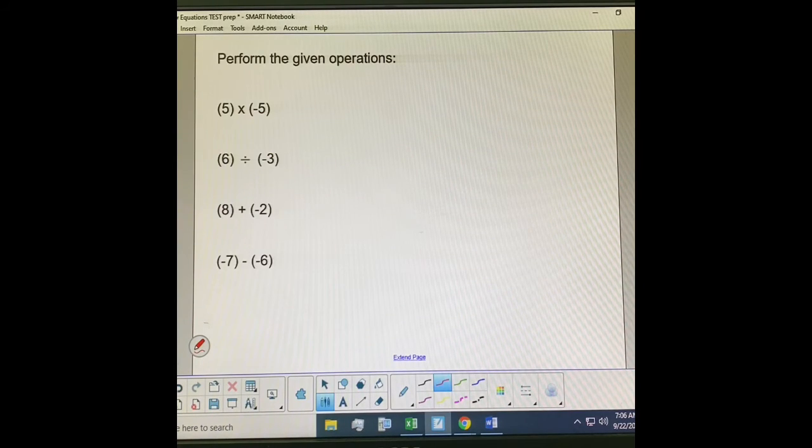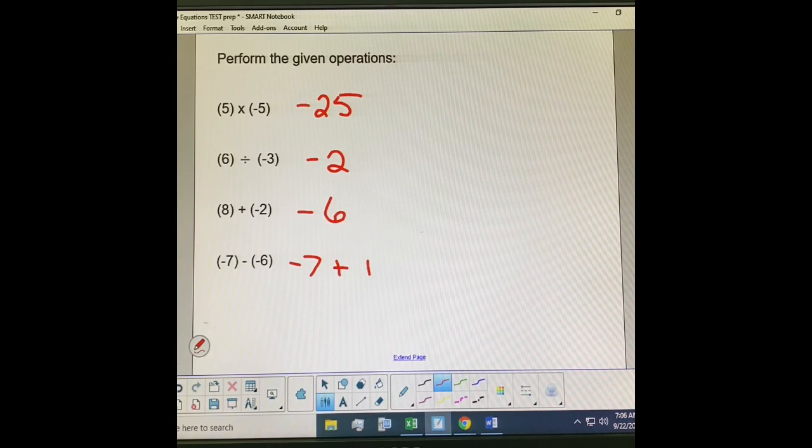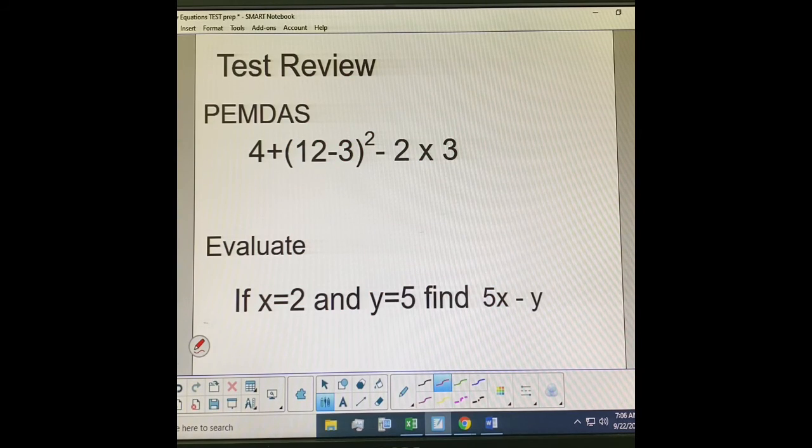Quickly multiply, divide, add, and subtract these integers. 5 times negative 5 is negative 25. 6 divided by negative 3 is negative 2. 8 plus negative 2 is negative 6. And keep change, we get negative 1.